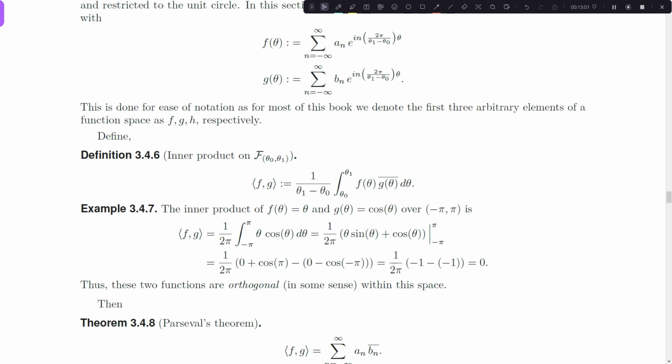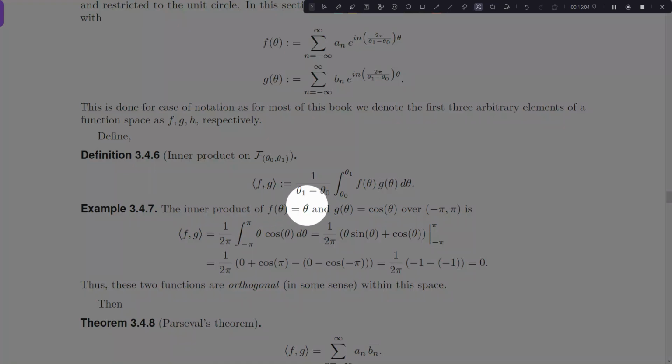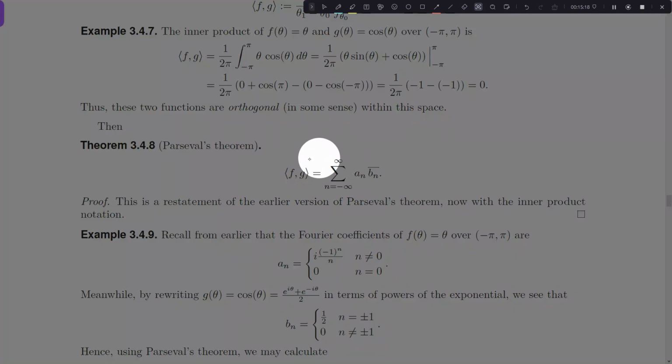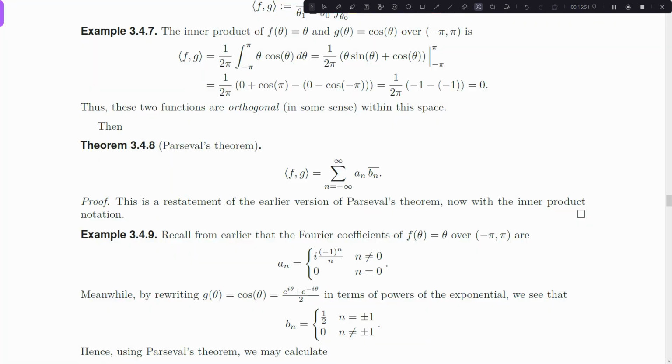So we have our example of the inner product of f and g, where f is theta and g is cosine theta. And we calculated by hand using the integral that their inner product was 0. If I jump down now and decide to use my new version of inner product from Parseval's theorem, I take the coefficients for f of theta, and we calculated those in the last section. And now if I look at my coefficients of g of theta, it's not that hard to find out what these should be, because I know I can represent cosine in terms of the complex exponentials. And so the coefficients b will just be 1/2, and 0, 1/2 strictly when the power of e is positive 1 and negative 1, and 0 everywhere else.